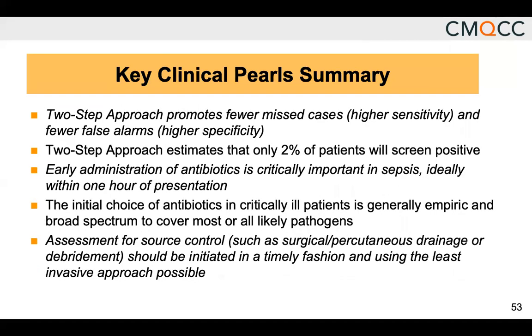The two-step approach promotes fewer missed cases or higher sensitivity and fewer false alarms. The two-step approach estimates that only 2% of patients will screen positive. Early administration of antibiotics is critically important in sepsis, ideally within 1 hour of presentation. The initial choice of antibiotics in critically ill patients is generally empiric and broad spectrum to cover most or all likely pathogens. Assessment for source control, such as surgical or percutaneous drainage or debridement, should be initiated in a timely fashion and using the least invasive approach possible.